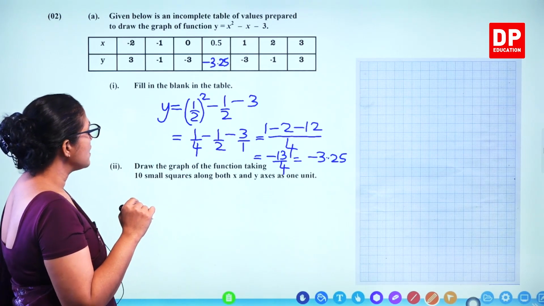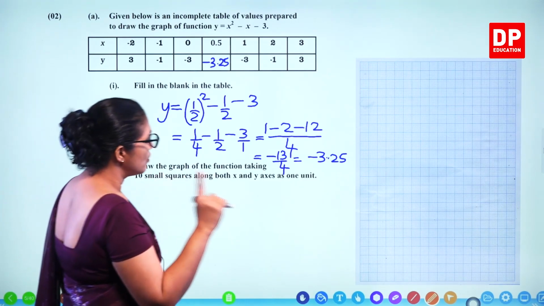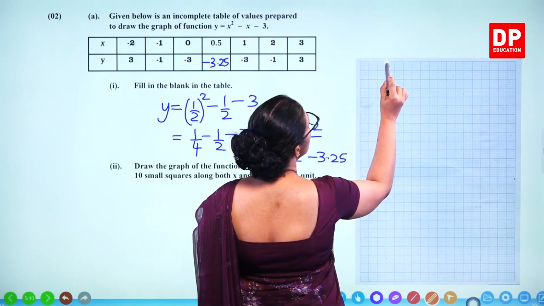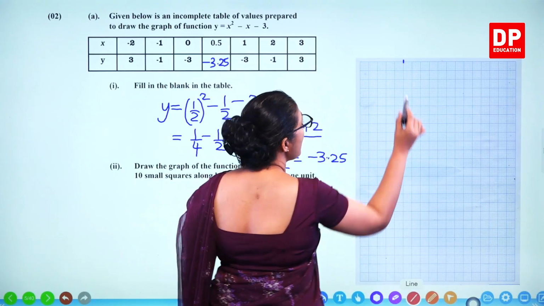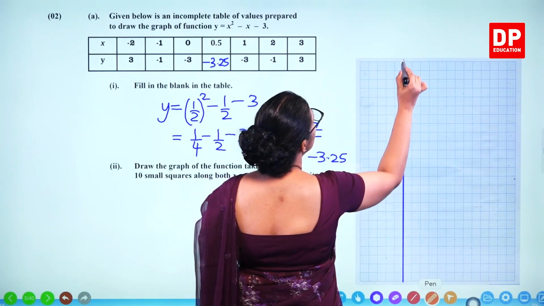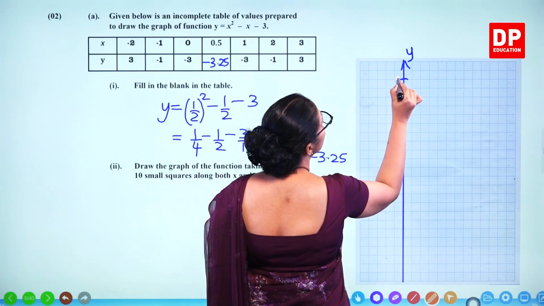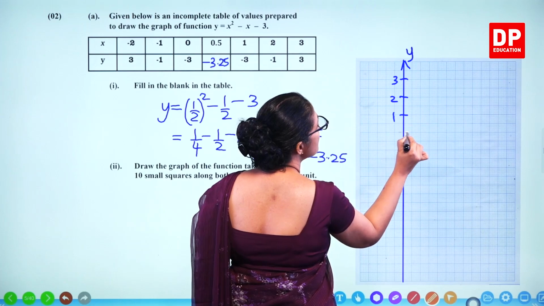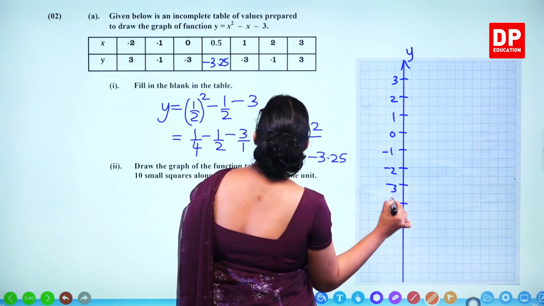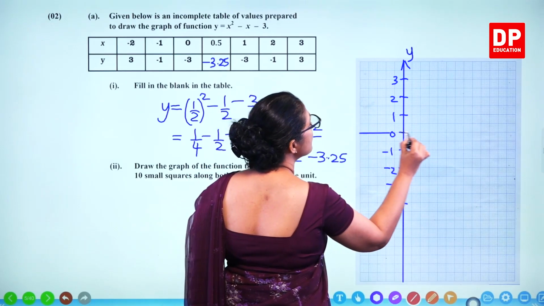Draw the graph of the function taking 10 small squares along both the x and y axes as 1 unit. So we'll first find the y axis starting from minus 2. Minus 2, minus 1, 0. So that's the y axis. And now label the y axis starting from plus 3. 2, 1, 0, minus 1, minus 2, minus 3, minus 4. Now we can draw the x-axis.